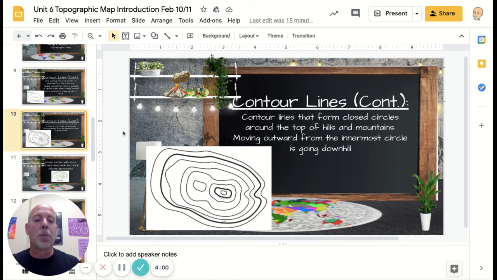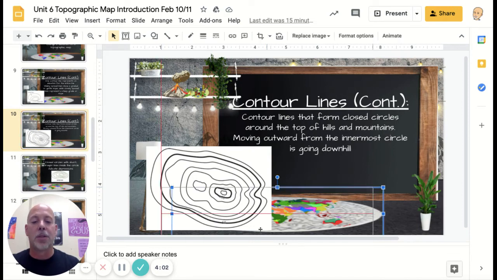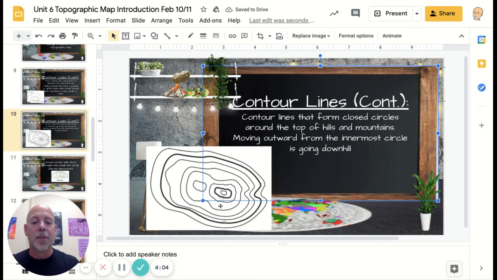Contour lines form closed circles around the top of hills and mountains. You'll see here that this picture is of a mountain. Okay, it's actually two peaks. See how we have one in here and one in here. These lines closing a circle show that it's a mountain or a hill. Now, moving outward from the very inner circle is going from the top of the hill downhill. So the very innermost circle is the peak, and we're working our way downhill.